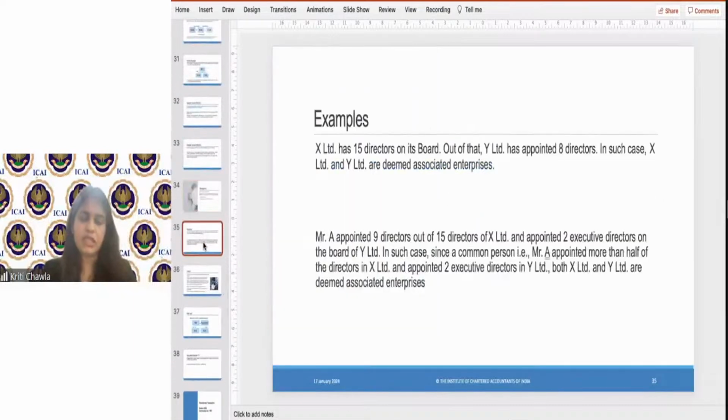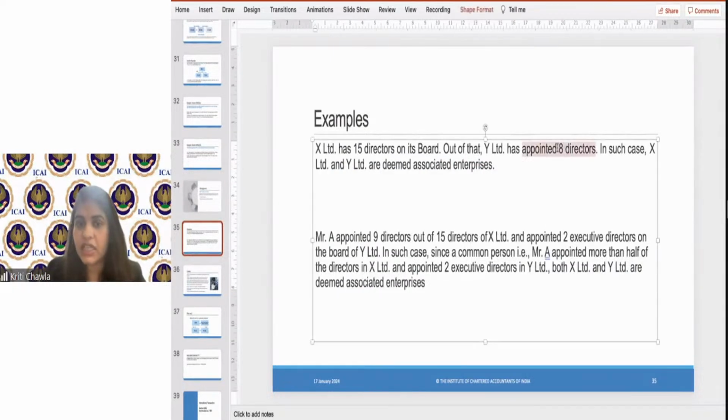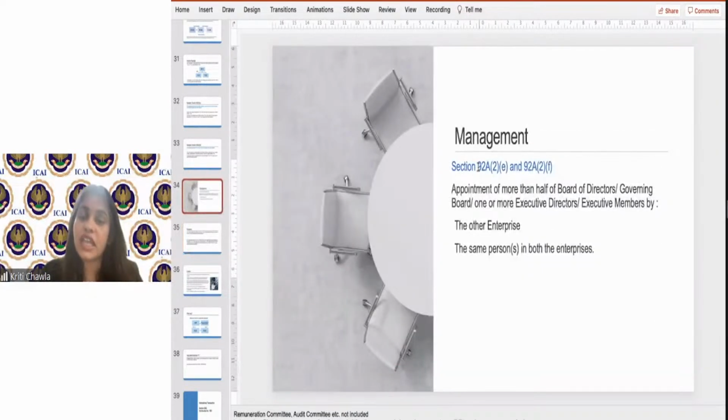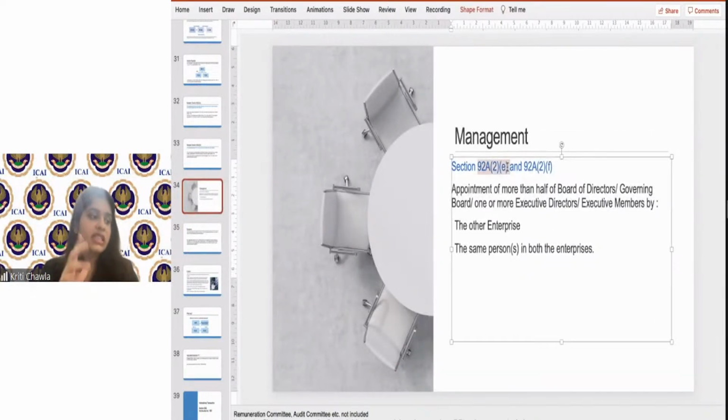So let's take an example here. Let's take the first example. X Limited has 15 directors on its board. Now, out of that, Y Limited has appointed 8 directors. That basically means that more than half, more than 7.5, which is 8, more than half is actually appointed by Y Limited. In such a case, X and Y will be deemed as associated to each other by virtue of section 92A2E. So the section says either you can appoint more than half of the board of directors, or you can appoint one or more executive director.